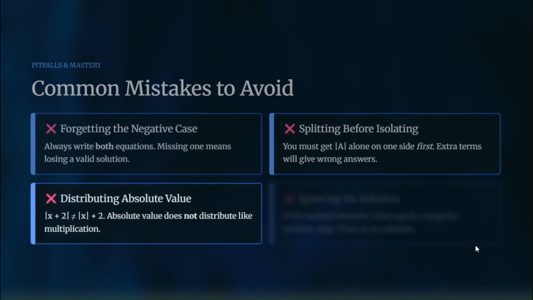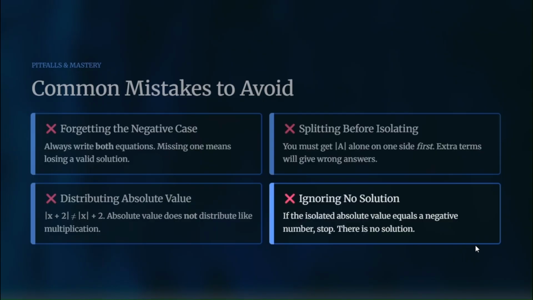Distributing the absolute value. Absolute value of x plus 2 is not equal to absolute value of x plus absolute value of 2. Absolute value does not distribute like multiplication. And finally, ignoring no solution. If the isolated absolute value equals a negative number, stop, because there is no solution.